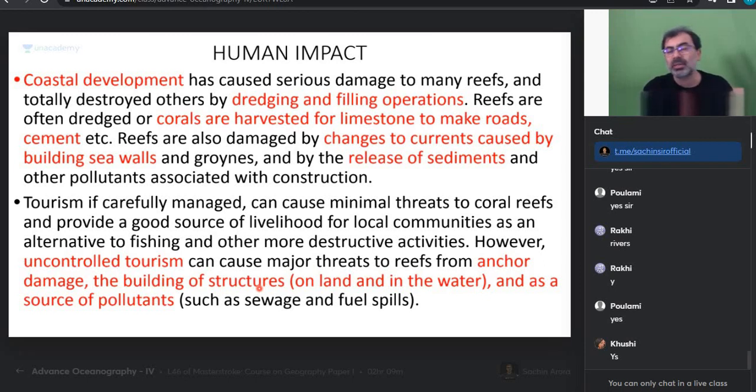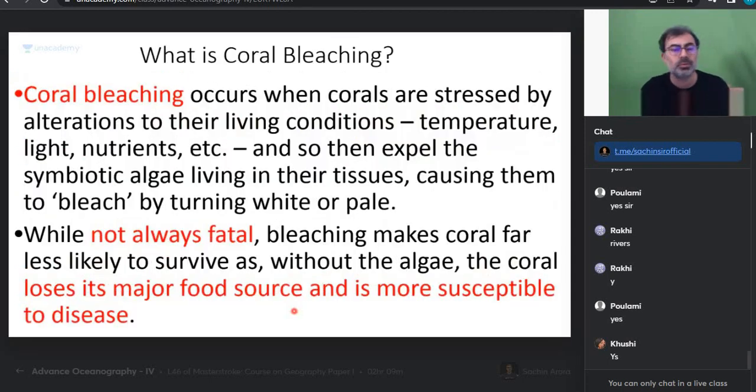Anything we get, human beings are so exploitative कि कुछ भी मिल जाए इसका जूस कैसे निकाल ले, कुछ यूज कर ले. Changes to currents caused by building sea walls. So currents are there, but when we build submarine structures, they can cause the currents to modify, pollutants and all those things. Yes, uncontrolled tourism and ships dropping anchor on them. Ships dropping anchor, so anchors can cause damage. Building of structures and as a source of pollutants such as sewage and fuel spills.